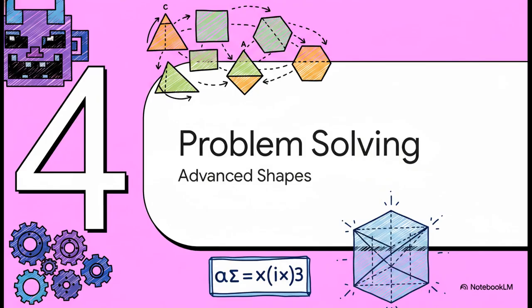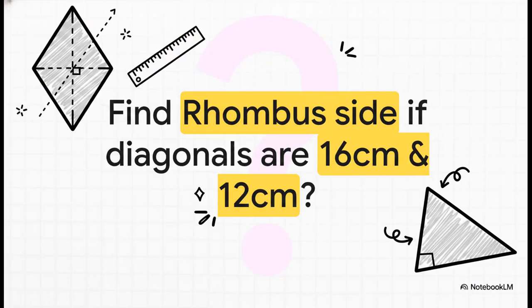All right, here we go. Section 4, Advanced Shape Problem Solving. All right, take a deep breath. We have officially reached the boss level of today's explainer. This is where we combine literally everything we've learned, our properties, our formulas, and our algebra to solve some complex theorems. Consider this scenario. How do you find the side length of a rhombus if the only information you have is that its diagonals are 16 centimeters and 12 centimeters?